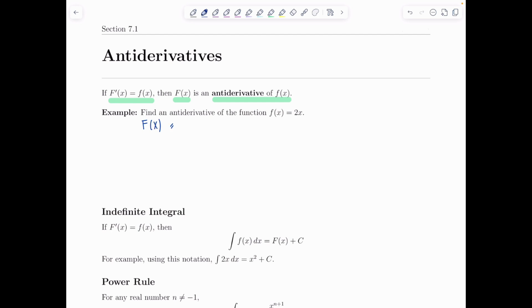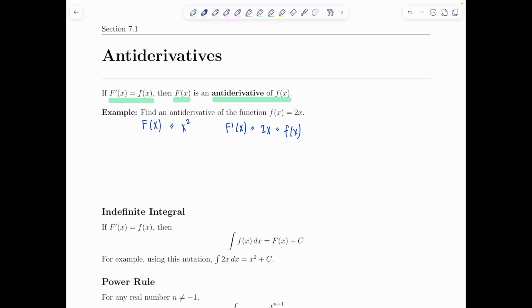Capital F of x could be x squared, right? Think about it. When you take the derivative of x squared, you bring the exponent, that 2, down front. You subtract 1 and your new exponent is now a 1, so you would have 2x to the first. Capital F prime of x would be 2x, which is what was given as lowercase f of x. But that's not the only possible answer or the only possible antiderivative.